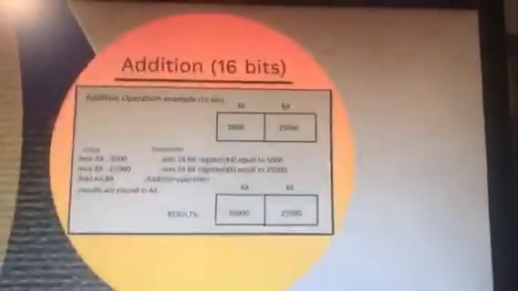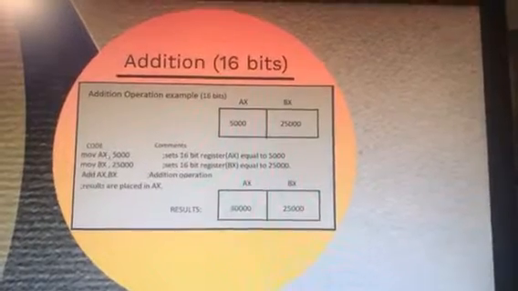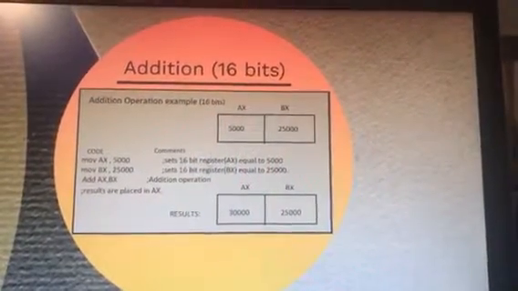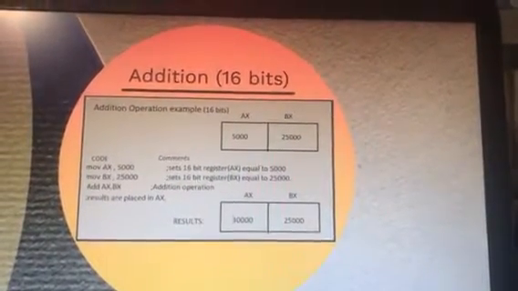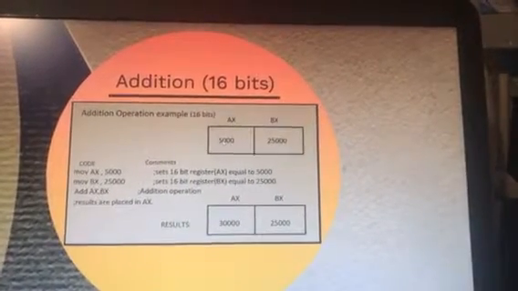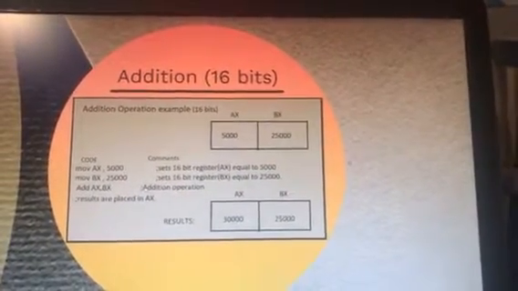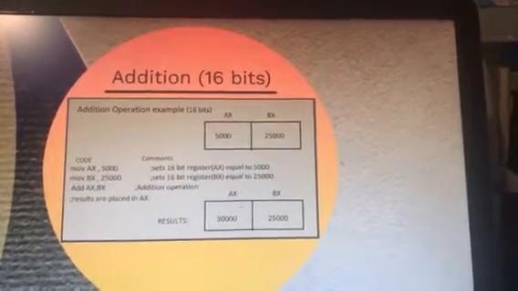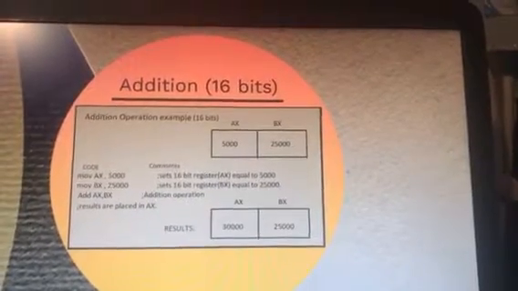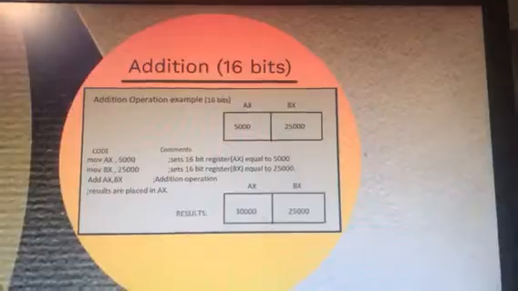Moving forward, we have addition through 16 bits. We have AX, which is a 16-bit register, and BX, which is also a 16-bit register, and we have values of 5,000 and 25,000. Here we have the addition operation, and the result is placed in AX, which you can see changes from 5,000 plus 25,000 to 30,000.